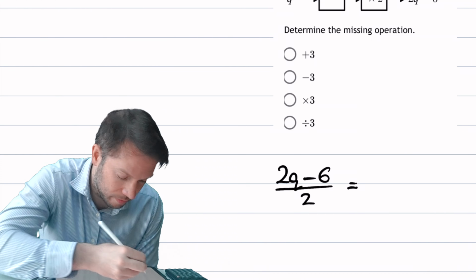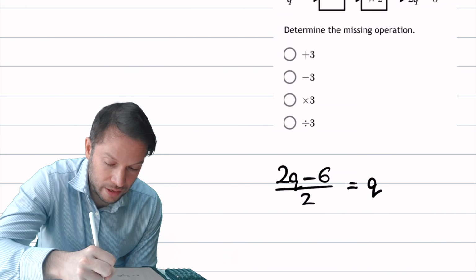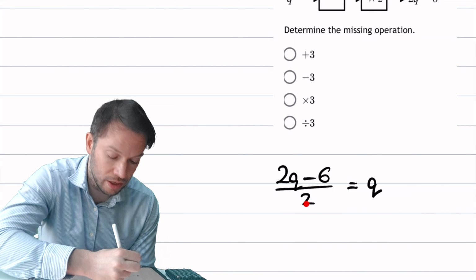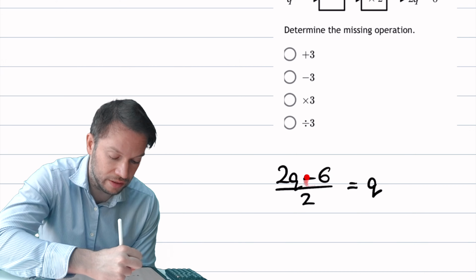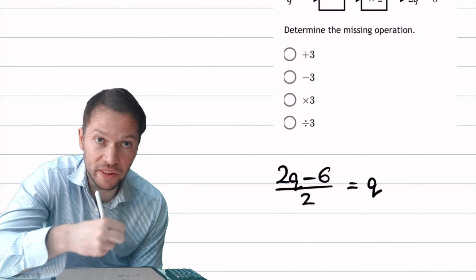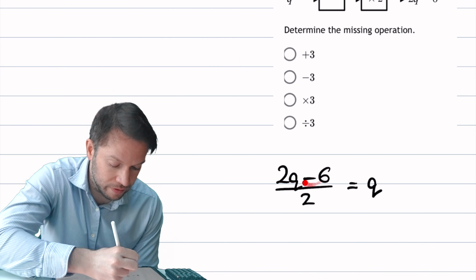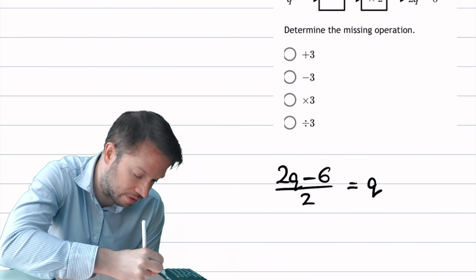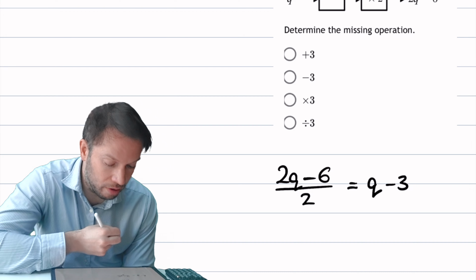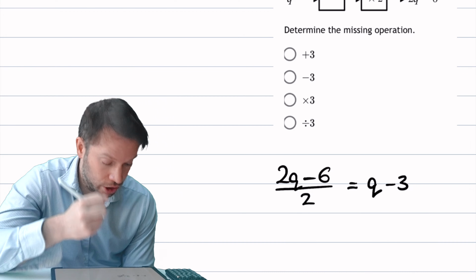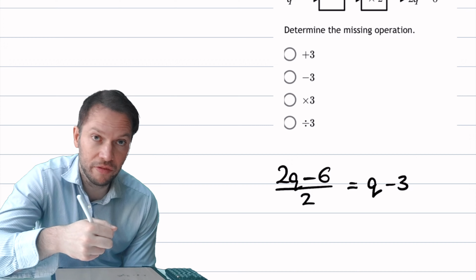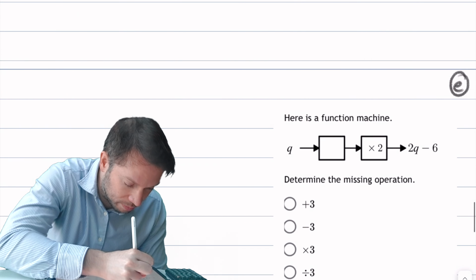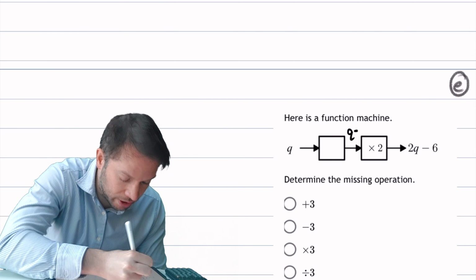So we get q. And then we're going to do this second term, the minus 6, and we're going to divide it by the 2. What's negative 6 divided by 2? Well, 6 divided by 2 is 3, but negative divided by positive is negative. So therefore, it's going to be minus 3. So there we go. Half of 2q minus 6 is q minus 3. We halve the 2q and we halve the minus 6. So this thing just before it is q minus 3.